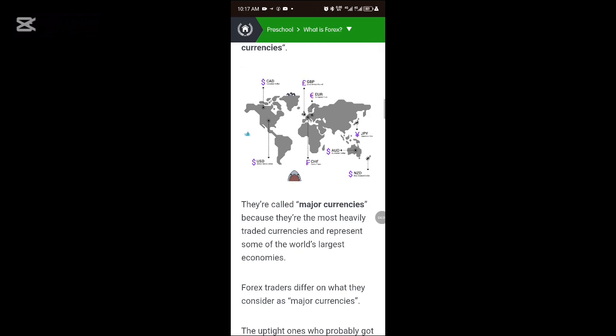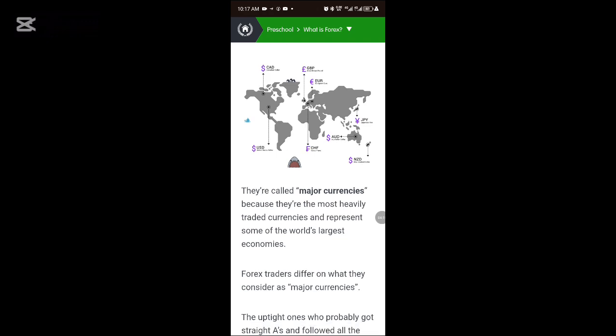We have the AUD, which is the Australian dollar. We have the NZD, which is the New Zealand dollar. We have the JPY, the Japanese yen. I hope you can see what I'm reading here. This is what I'm basically reading at this point. So this is it.